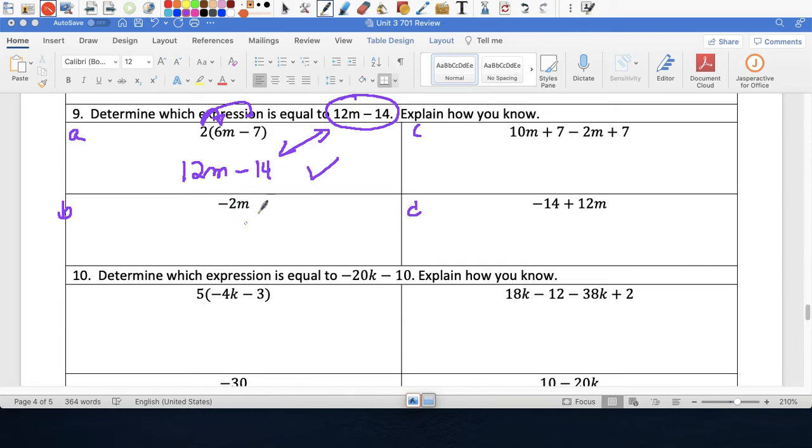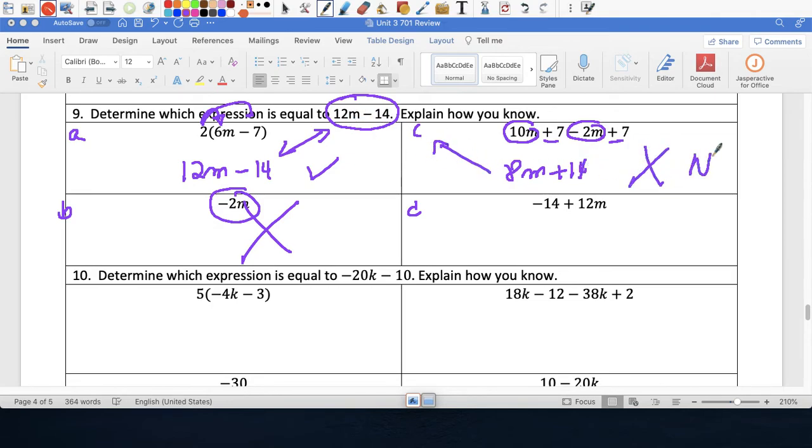B, negative 2m is this. So this one is a no, not the same, right? Because this is negative 12. It's just one term, and this has two terms, so it's completely different. So B is a no. C, is C the same thing as 12m minus 14? Let's combine like terms. 10m minus 2m is 8m. 7 plus 7 is plus 14. Is this the same as 12m minus 14? This is also a no. That's a no. This is a yes.